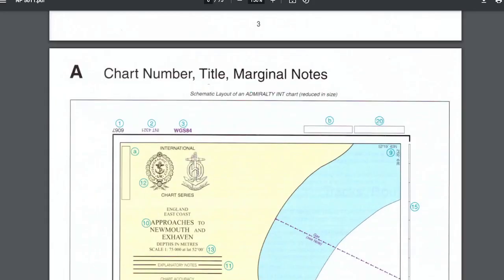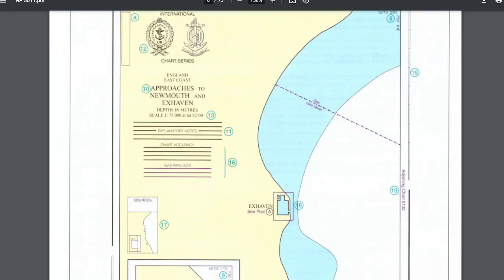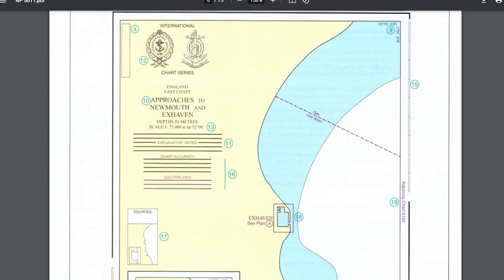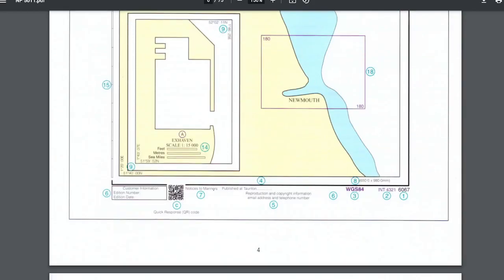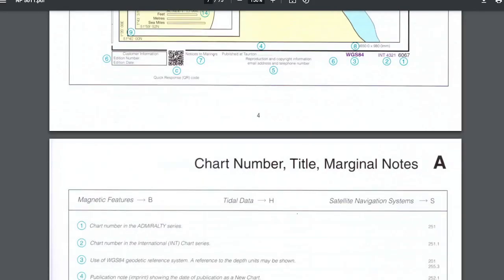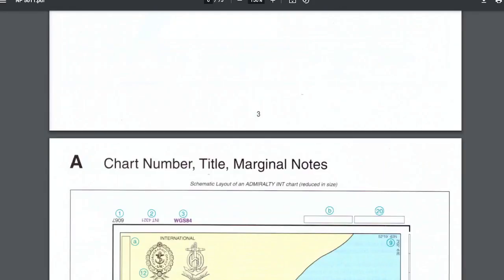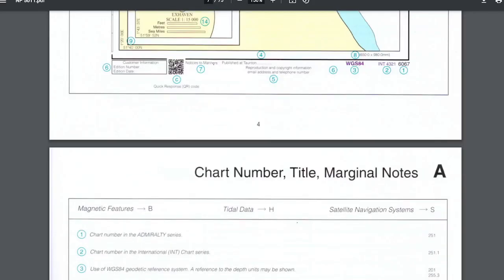So this is how a chart would look, and this is the information it would contain. Again, this has a key to what it exactly means. Chart number on the Admiralty series. Schematic layout of an Admiralty INT chart reduced in size. Chart number in International Chart Series INT.